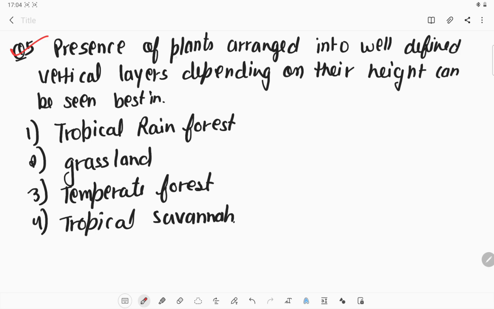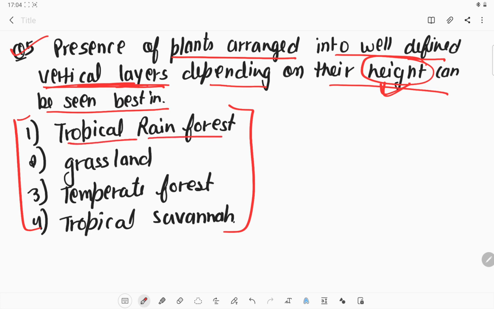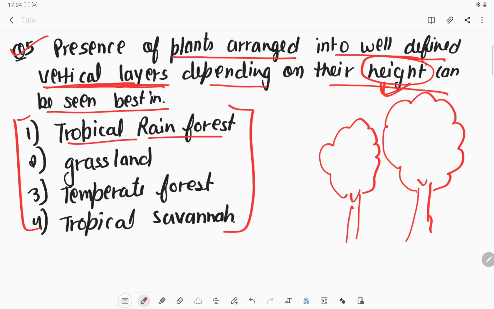Let's see question number 5. Plants arranged into well-defined vertical layers depending on their height can be seen best in which? Okay, what is our criteria? Height is our criteria, on which basis we are seeing the layers in that ecosystem or in that area. So in which of these can we see all those layers? In the tropical rainforest, we always have this: some of the trees will be very large, with a good height. The second tree will be a little less, of a smaller height.